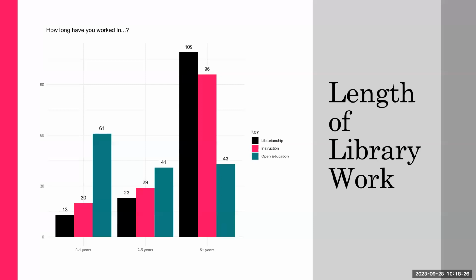Unsurprisingly, a large portion of our respondents have worked in libraries for more than 5 years, which was similar for how long respondents reported working specifically in library instruction. 75% reported working in librarianship for more than 5 years, and 66% reported working in instruction for the same time period. There was more variability with how long they had worked in open education, as only a little more than a third reported having worked in open education for more than 5 years, and the largest group, 42%, reported having worked in open education for only up to a year.